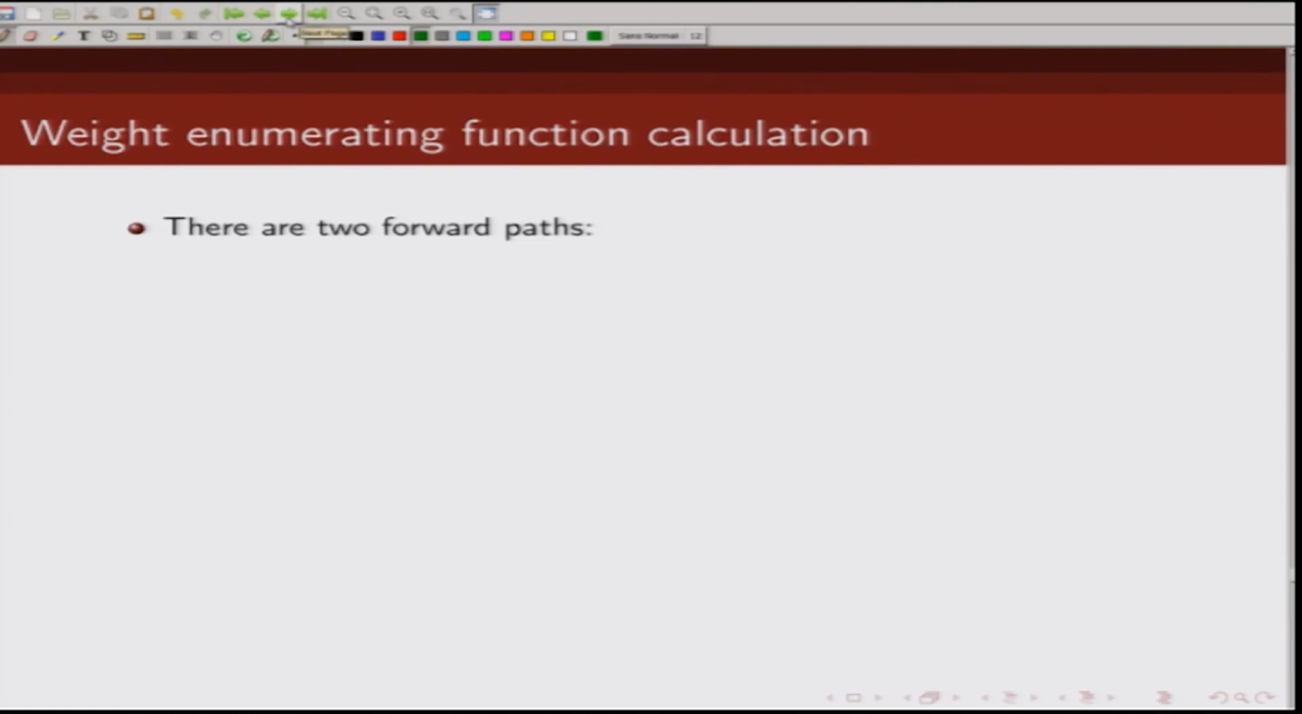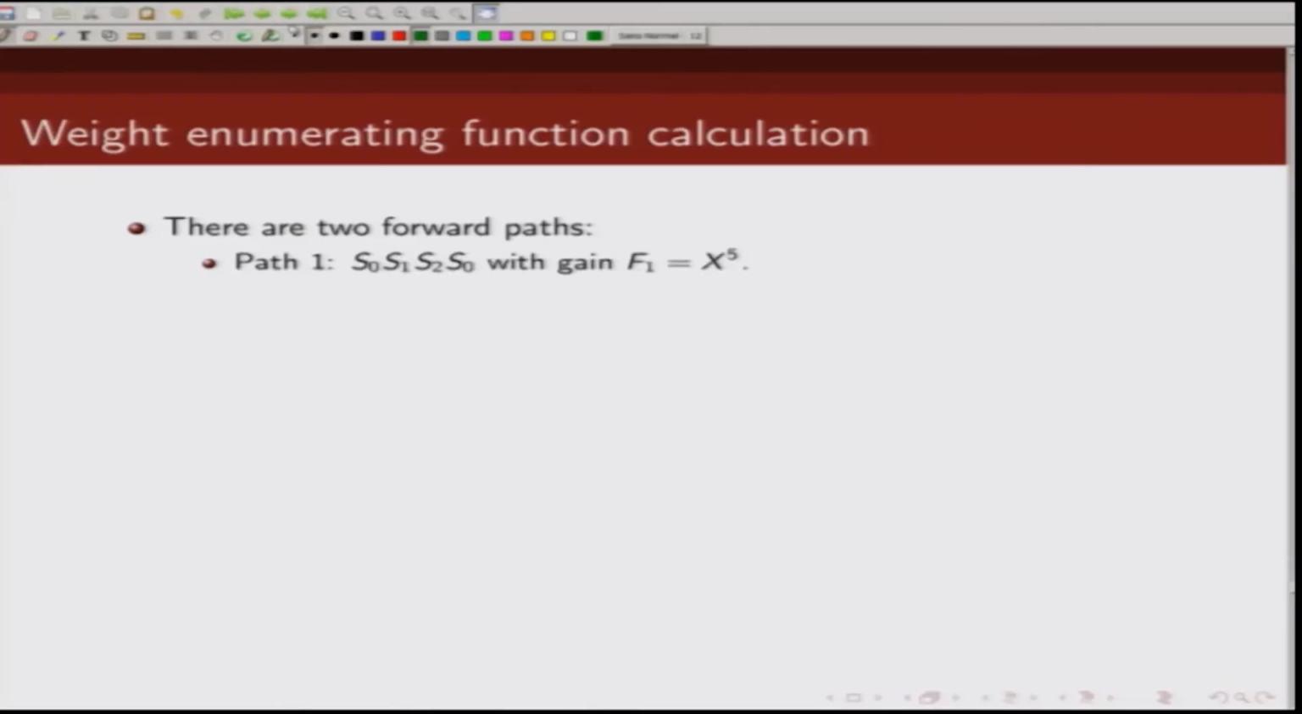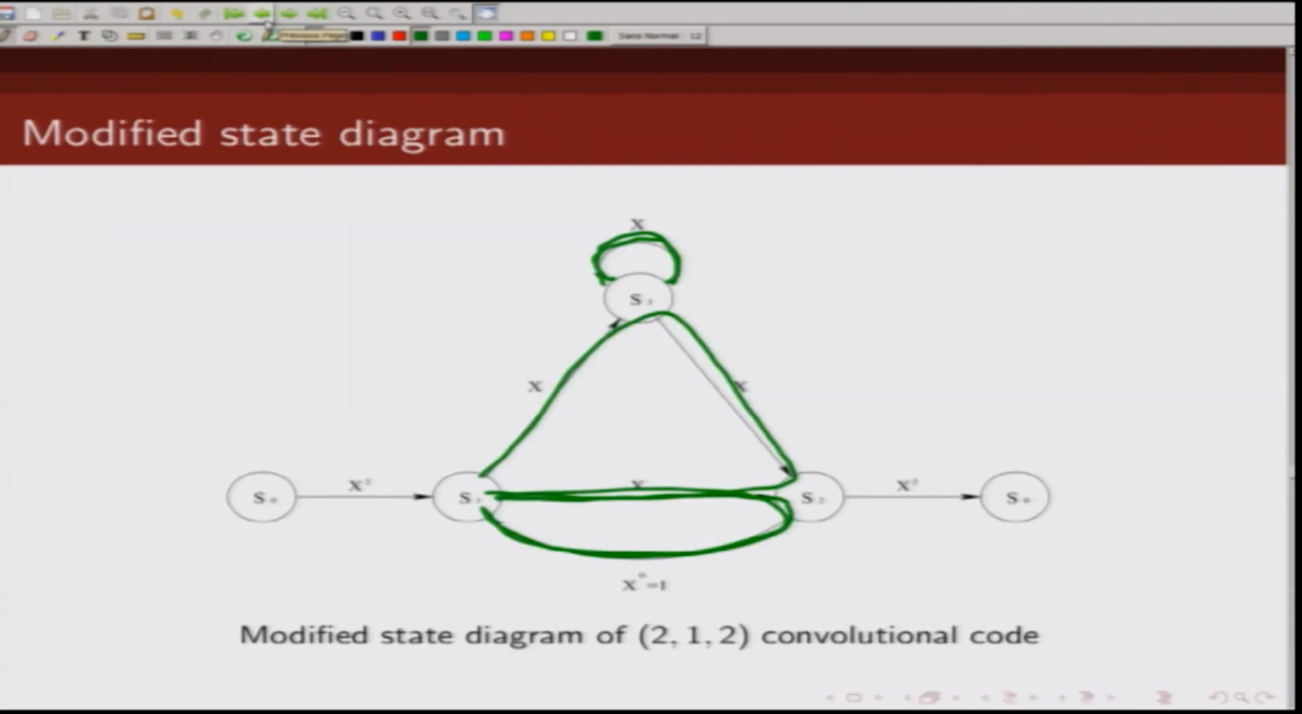Next, we are going to find out what the forward paths are. There are 2 forward paths in this. Let us use a red color pen. Remember, a forward path is a path from the initial state to the final state without going over any state twice. So, one forward path is this. What about another forward path? The other forward path is this.